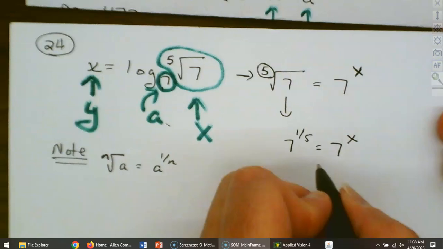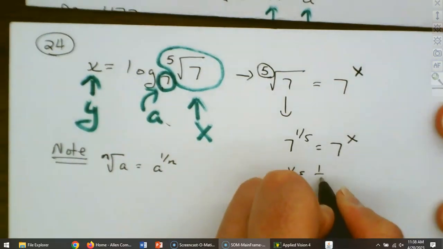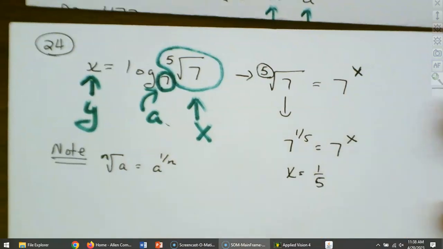Nothing else to do, because now we can look at it and we can tell that x is going to be what? Easy enough, 1/5. Not a lot of algebra, it's just using little tricks.